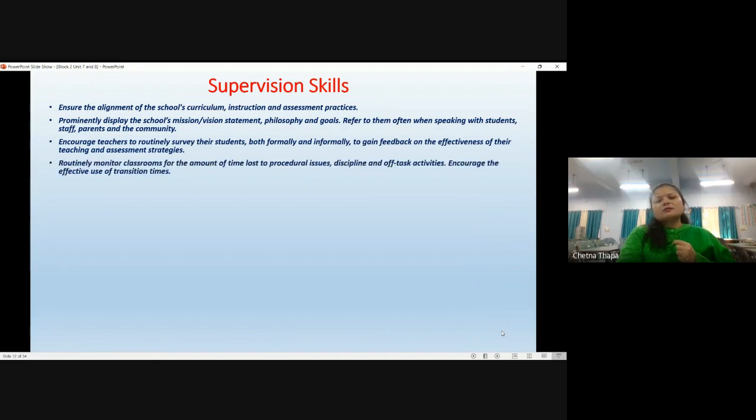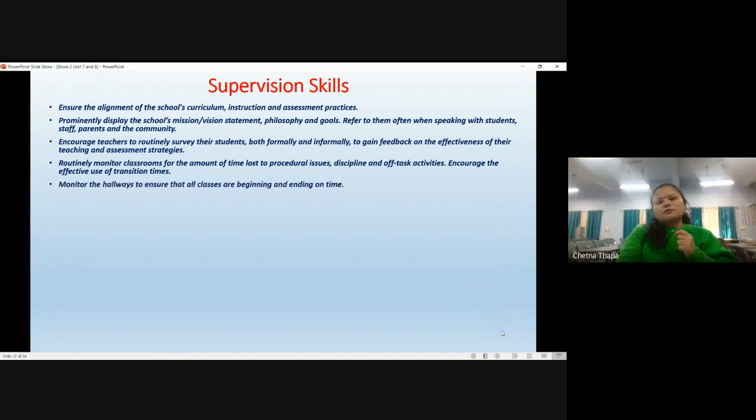The next is, you should routinely monitor classrooms for the amount of time being lost to procedural issues like off-task activities. So you need to encourage the effective use of transition times, because whenever we are entrusting a task to someone, there are certain procedural issues. There might be certain procedures for completion of that task, and a lot of time is lost in that procedural thing. So you need to routinely monitor those activities also.